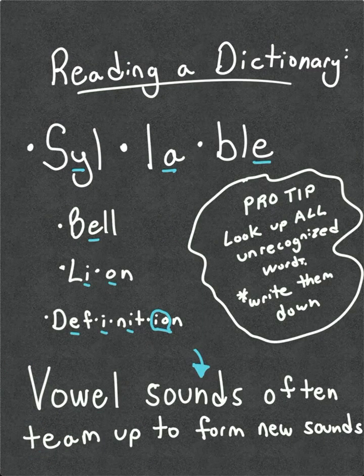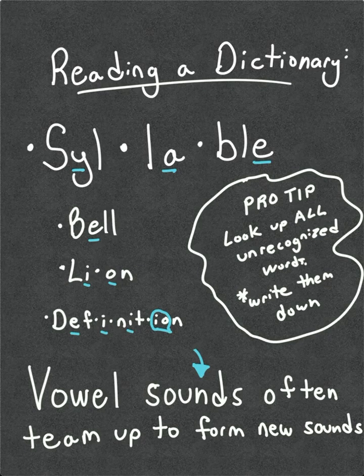Going back to this slide here, I did an example of syllables. Bell is not broken down because it's a single syllable word, as opposed to lion, lie-un. So that's why that word is divided into two vowels. And then I thought I'd put definition up here because once again, you can see DEF, that's forming a syllable. I, forming its own syllable there. But then when we get towards the end, notice that that I-O cannot be broken up because those two vowels are actually teaming up to form a different sound.